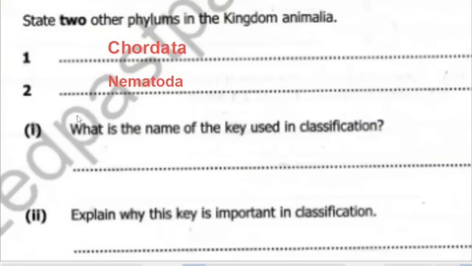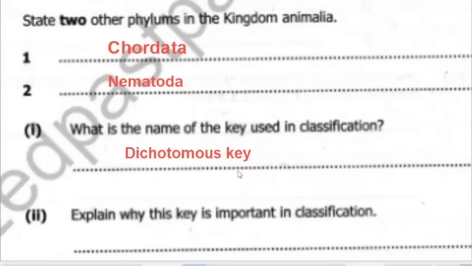So we now come to question C1. What is the name of the key used in classification? They want us to state the name of the key that is used in the classification of organisms. The name of this key is called dichotomous key. That is the name of the key used in the classification of organisms. So we have answered our question C1.